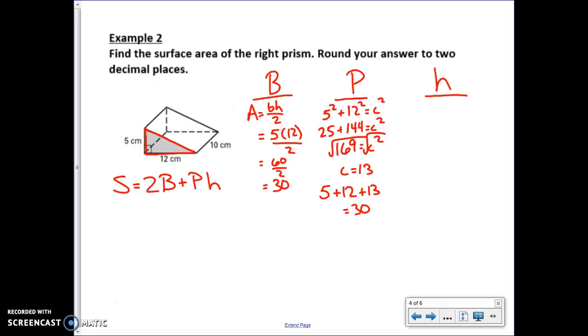Now the height, remember what we talked about, the height isn't the stand-up one, it's the distance away from the base. So the height in this case is 10. So now I'm plugging in each of these individual pieces. So 2 times the area of the base plus the perimeter times the height. So 2 times 30 is 60. 30 times 10 is 300. So I get 360 centimeters squared.